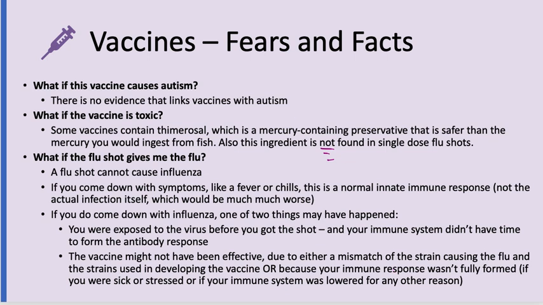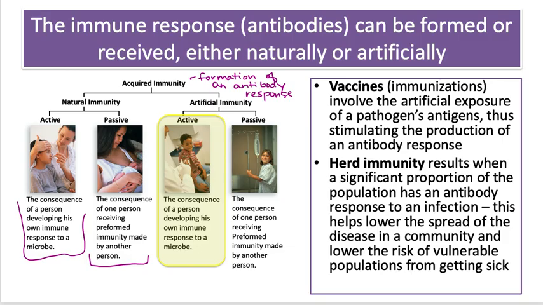All right, so that's all I have on vaccines. It's a third line of defense. It's an artificial form of active immunity, but it still promotes a natural response to infection by allowing our B cells to make antibodies for the pathogen that's causing the infection.